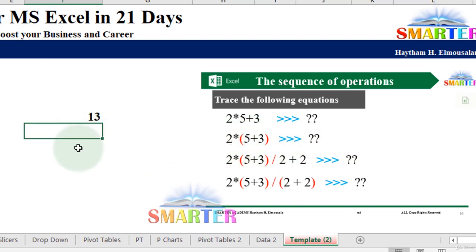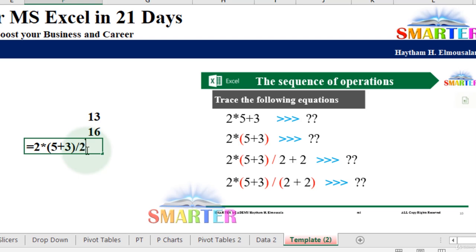Next example here. 2 multiply, open parentheses, 5 plus 3, and the result will be 16. The third example here. 2 multiply parentheses, 5 plus 3, divided by 2 plus 2.